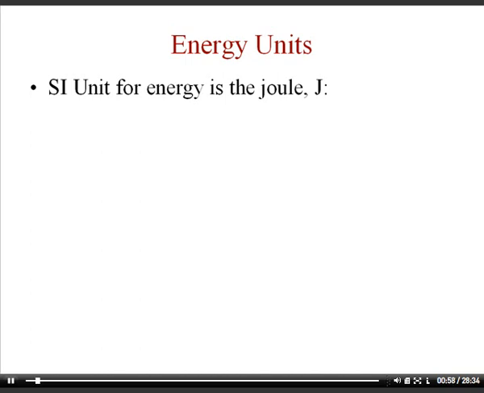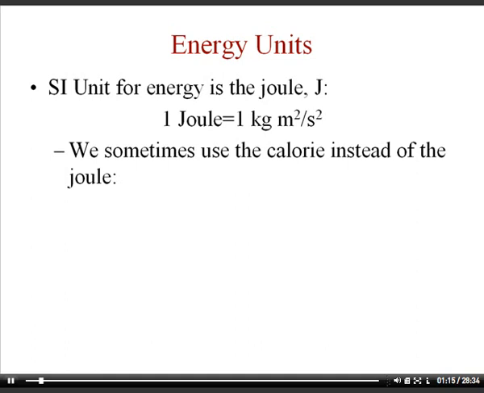The metric system unit, or the SI unit, is the joule, which is derived from multiplying the mass unit, which is a kilogram, times the velocity unit squared. So it's a kilogram meter squared per second squared, or that's known as the joule. And sometimes we use the calorie, which is a good conversion factor to know. It's 4.184 joules is exactly 1 calorie.